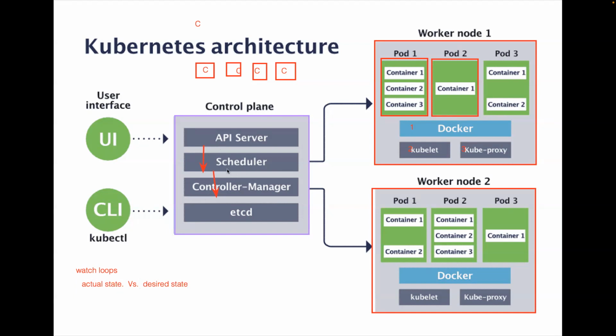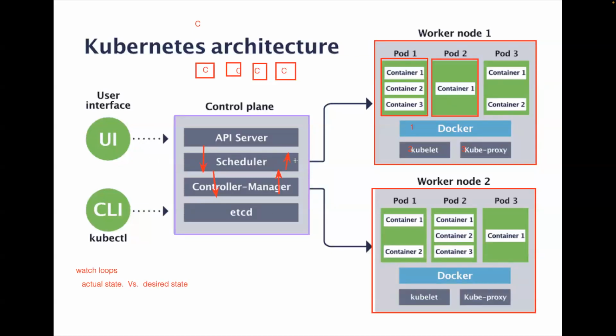Before going to etcd, understood the scheduler and controller manager? The controller manager will keep on running these non-ending watch loops. If any deviation is there, it will inform the scheduler, and the scheduler will schedule the pods accordingly. The controller identified some deviation, it will inform the scheduler, and the scheduler will decide it should start a pod on worker 2.